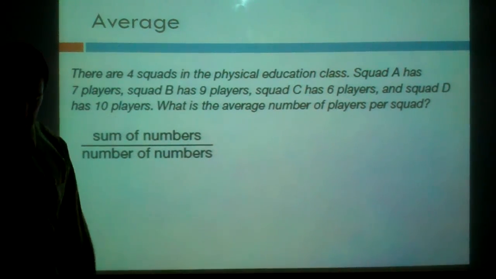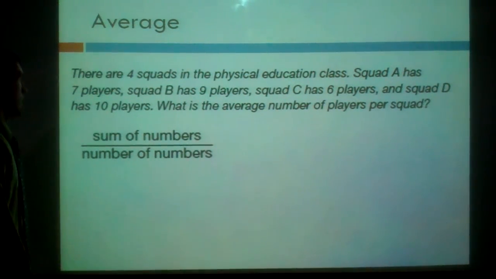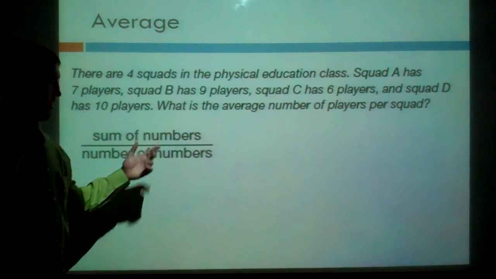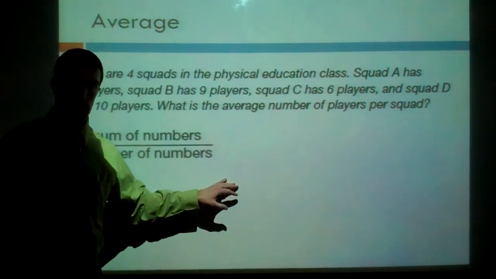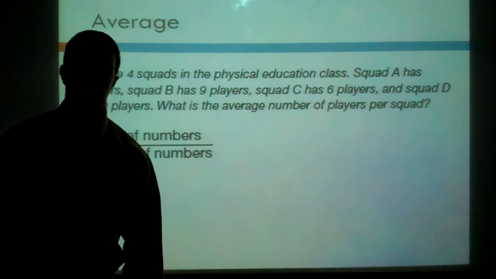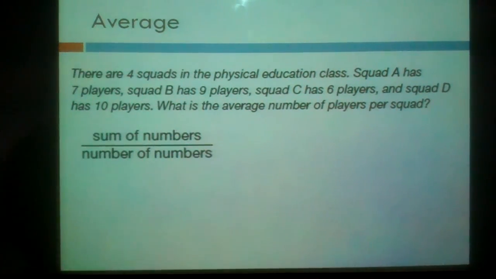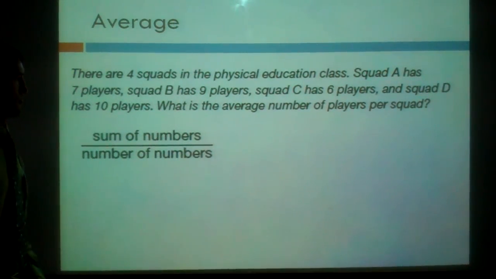Alright, so the big thing with average. Basically, the average is we're going to take the sum of all the numbers that we have, and we're going to divide that by the number of numbers that we have. And that's going to be easier to see once we look at an example. So we can use this one right here. It says there are 4 squads in the physical ed class. Squad A has 7 players, Squad B has 9 players, Squad C has 6 players, and Squad D has 10 players. What is the average number of players per squad?